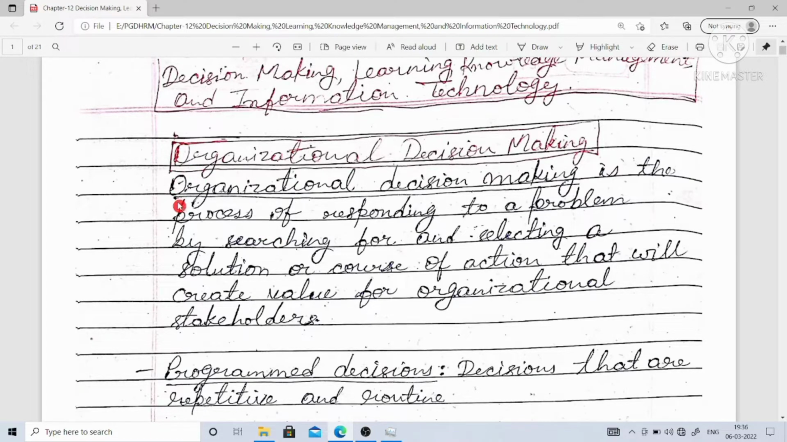Here you can see, organizational decision making is the process of responding to a problem by searching for and selecting a solution or course of action that will create value for organizational stakeholders. Now you see here, it is a process of responding.